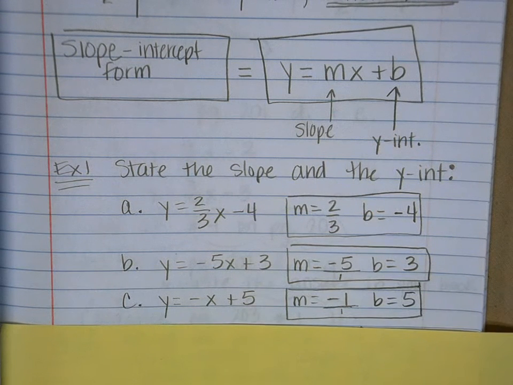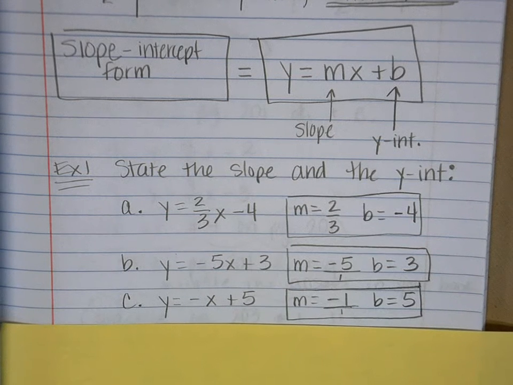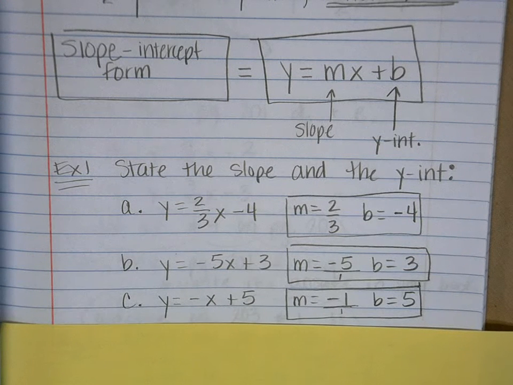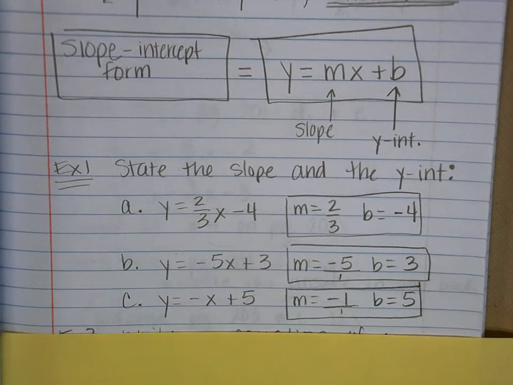Thank you. And again, you could put negative 1, and then I just put a little 1 under it if that helps you to realize you're going down 1 over 1. Down 1 over 1. The negative means you go down, right? Over 1. Okay? Simple. All right.